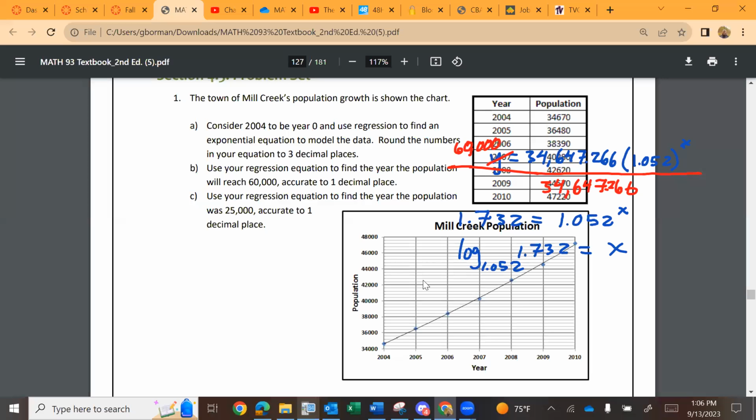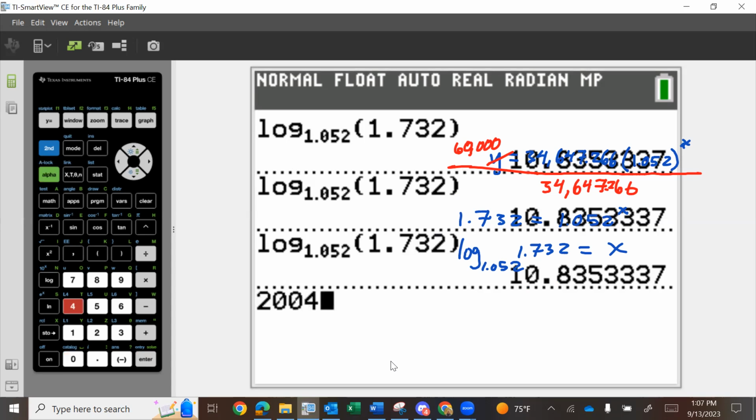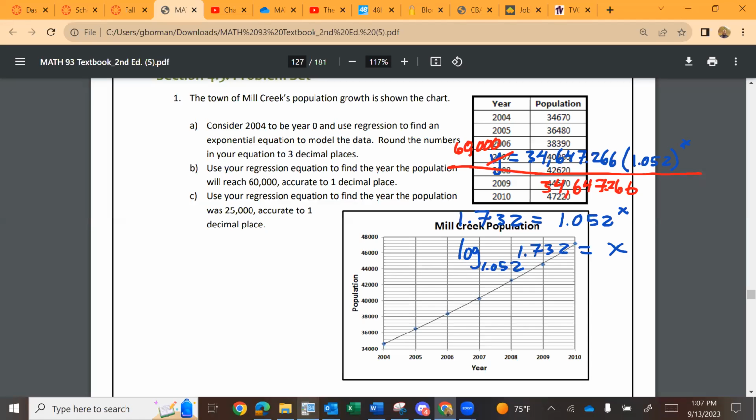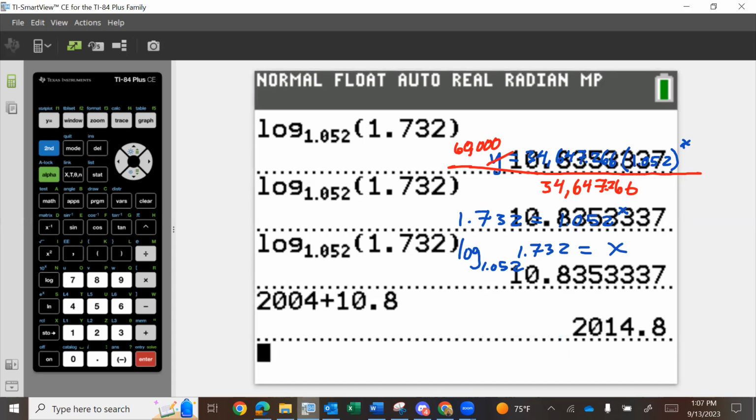Let's see, 1 decimal place, so 10.8. 10.8 what? We're solving for x, so that's the year. So, year number 10.8. 2004 is year 0. We'll add to that 10.8. So toward the end of the year 2014, and that'll get it done. And that'll handle part B.